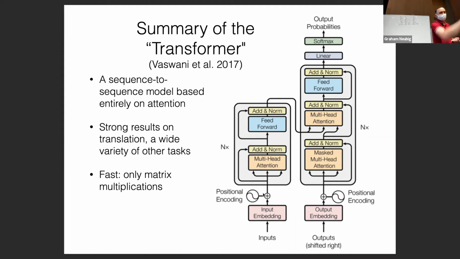I saw two hands at the same time. Why do we add the positional embedding? Why do we add them instead of concatenating them? That's a good question.